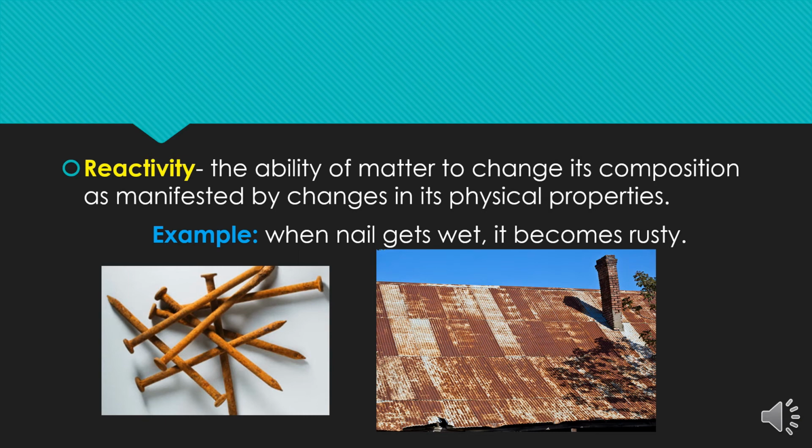Reactivity refers to the ability of matter to change its composition as manifested by changes in its physical properties. Example, when a nail gets wet, it becomes rusty. This is illustrated in picture number 1 on the left side, and on the other side, it shows a roof that has a chemical reaction through the changes of season.